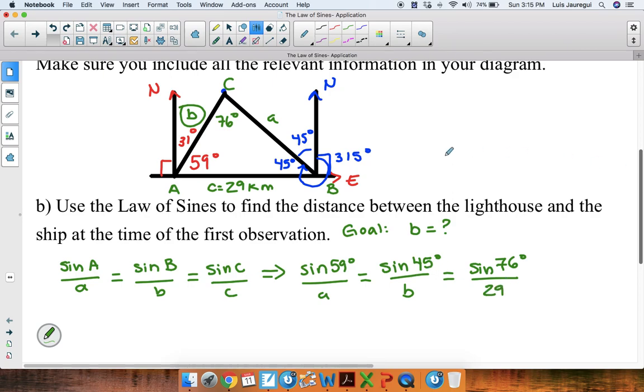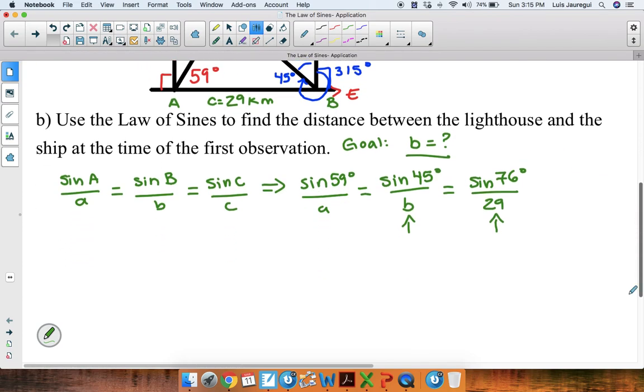Now, since our goal is to figure out what the value for b is, we're going to be utilizing this particular ratio. And let's use the one that already has all of the numerical information, in this case this one, so we don't have to deal with another unknown yet. So we're going to set up our proportion as follows. This implies that sine of 45 degrees over b is equal to sine of 76 degrees over 29.